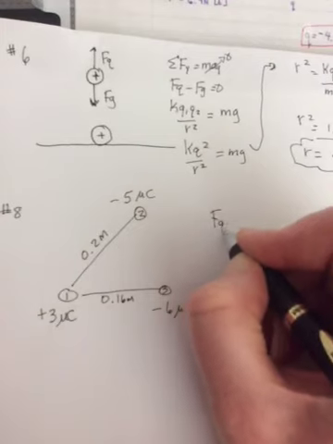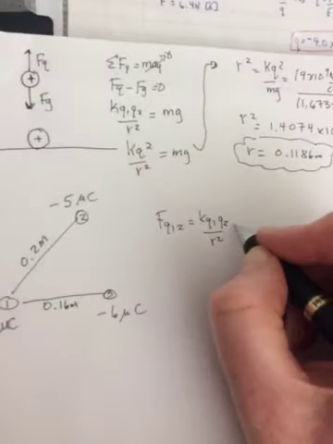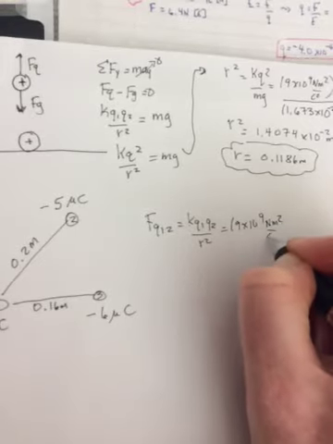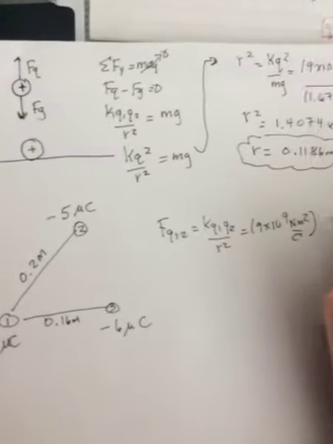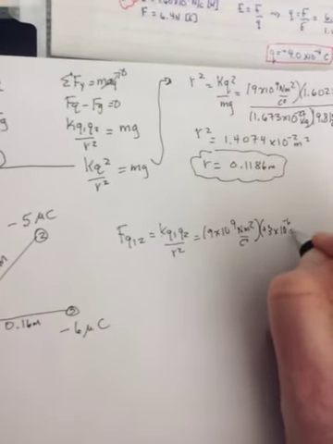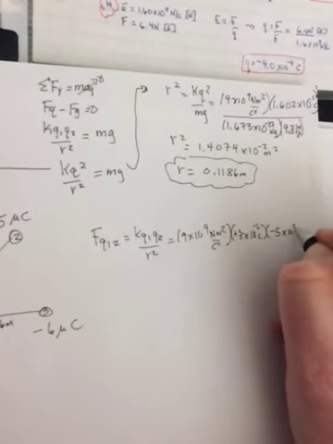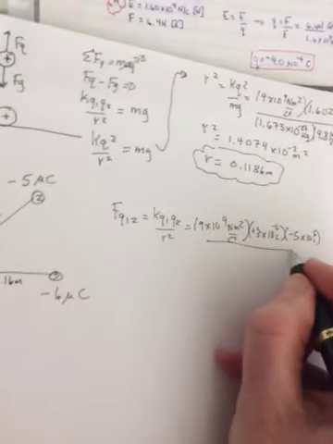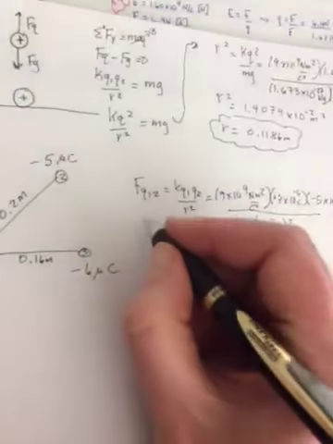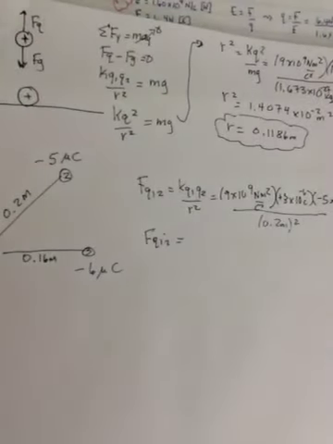So you're going to do FQ12, which will equal kQ1Q2 over r squared. So 9 times 10 to the 9th newton meters squared per coulomb squared. Q1 is positive 3 times 10 to the negative 6 coulombs. Q2 is negative 5 times 10 to the negative 6 coulombs. And the distance between these two is 0.2 of a meter, squared. So punch this in your calculator.